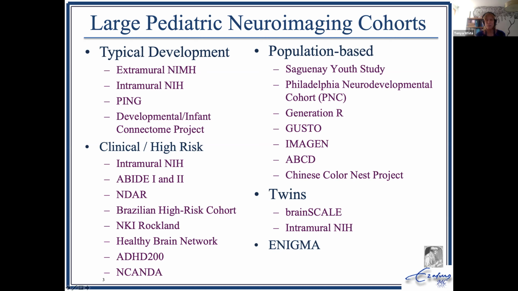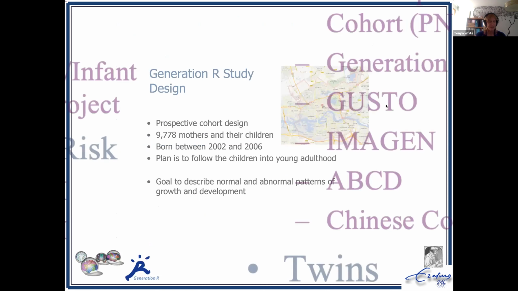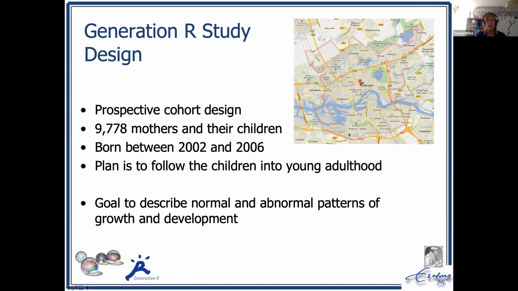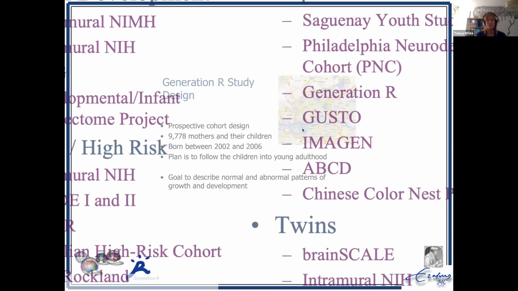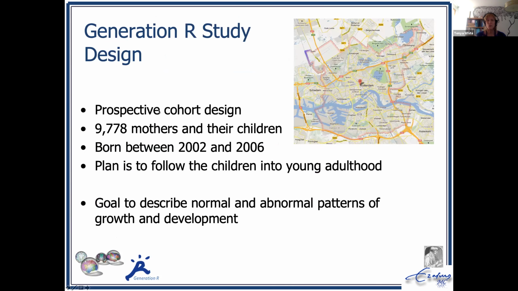And out of these population-based cohorts, there are only really two that started in prenatal life. That's GUSTO and Generation R. So the Generation R study, just to give you an idea, is a prospective cohort. Between 2000 and 2006, all women who were pregnant who lived within this zip code were invited to participate. So actually our first imaging measures were ultrasound during pregnancy.